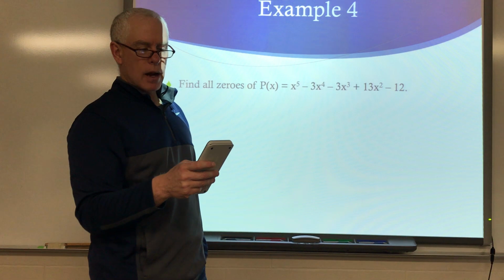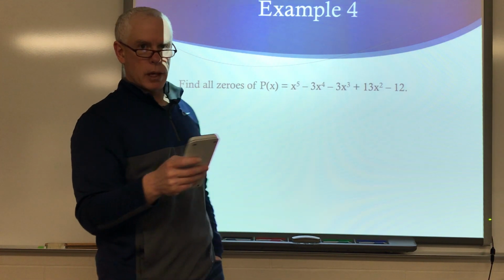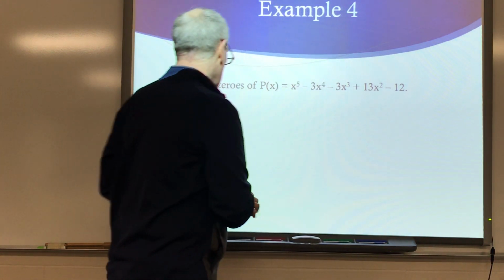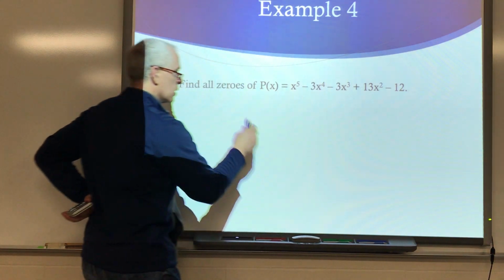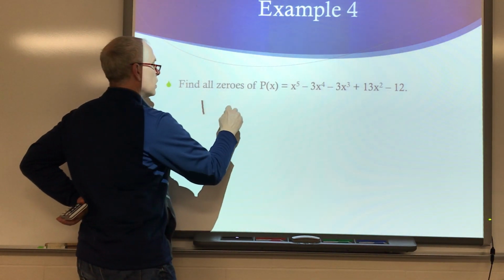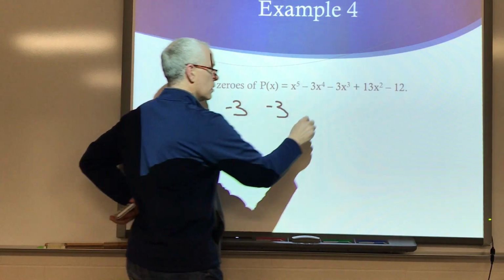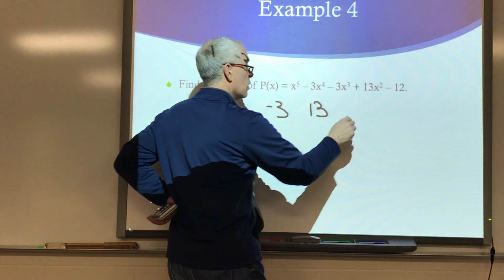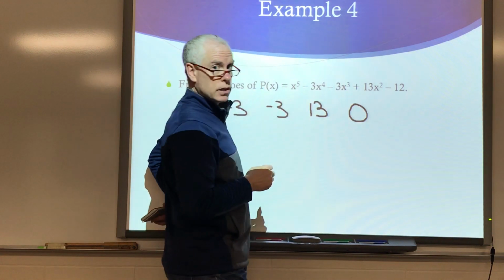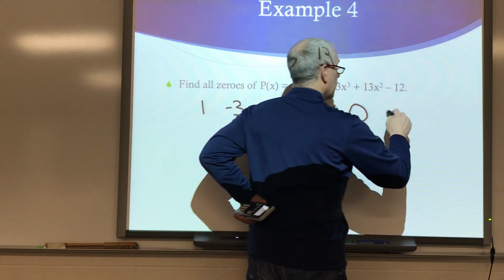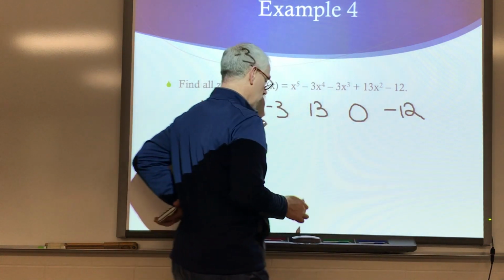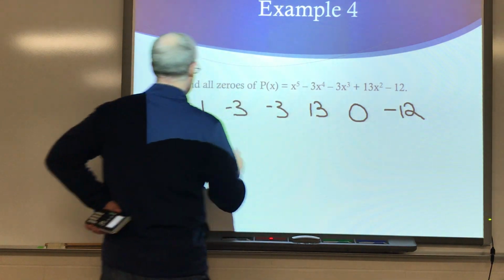And I'm looking at my graph, and it looks like I cross in 3 places. Okay? So I'm going to set up for synthetic division. I have 1x to the 5th, negative 3x to the 4th, negative 3x to the 3rd, 13x squared, 0 x's. I need a placeholder for that, and be careful. And then minus 12, okay?